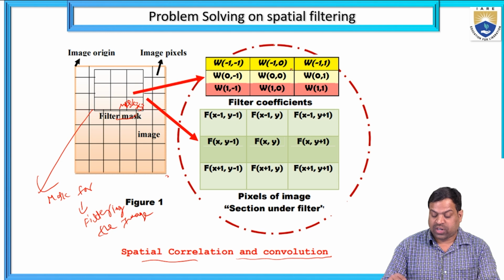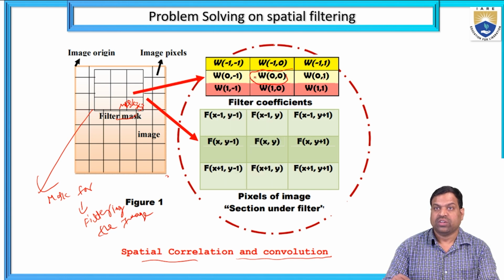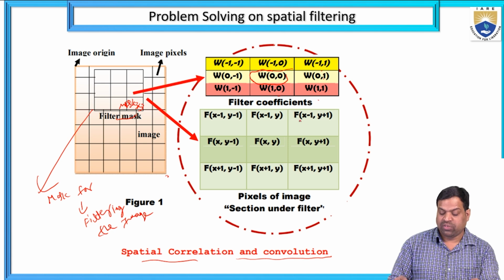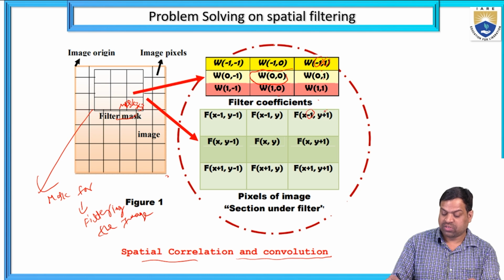So what are the coordinates? I am taking the mask w of 0 comma 0. Here the others are 0 comma 1, 0 comma minus 1, minus 1 comma minus 1, minus 1 comma 0, minus 1 comma 1, 1 comma minus 1, 1 comma 0, 1 comma 1. And what are the filter coefficients? x minus 1 comma y minus 1, x minus 1 comma y, x minus 1 comma y plus 1, and so on, up to x plus 1 comma y plus 1.